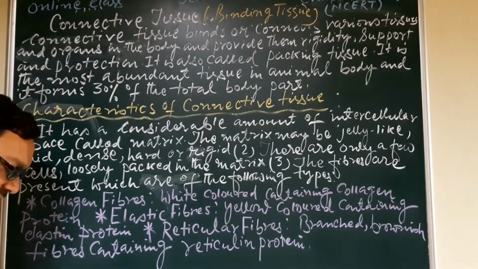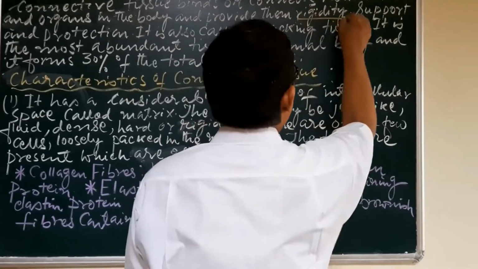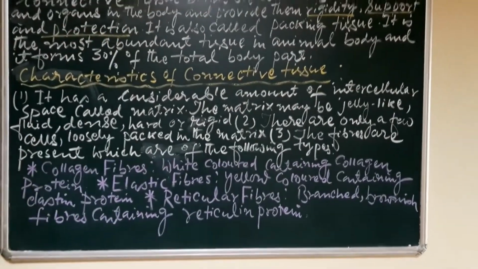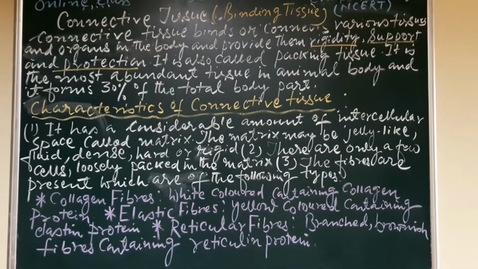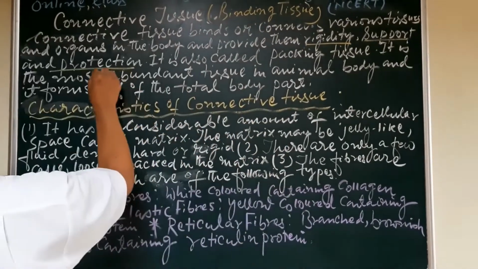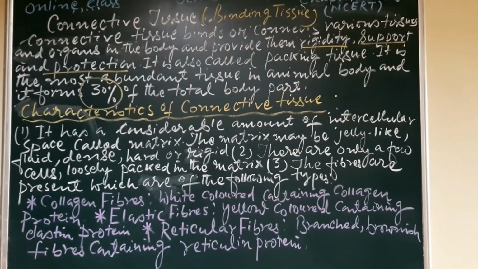A lot of functions: rigidity, support and protection. It is also called packing tissue. It is the most abundant tissue in the animal body and comprises approximately 30% of the total body part.